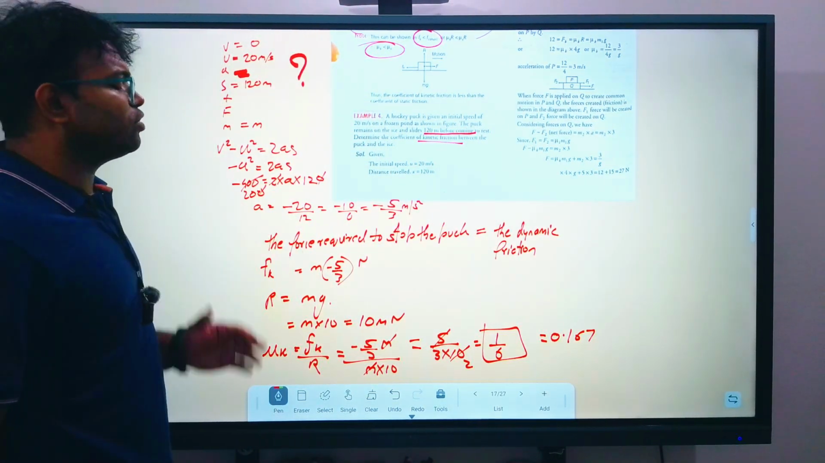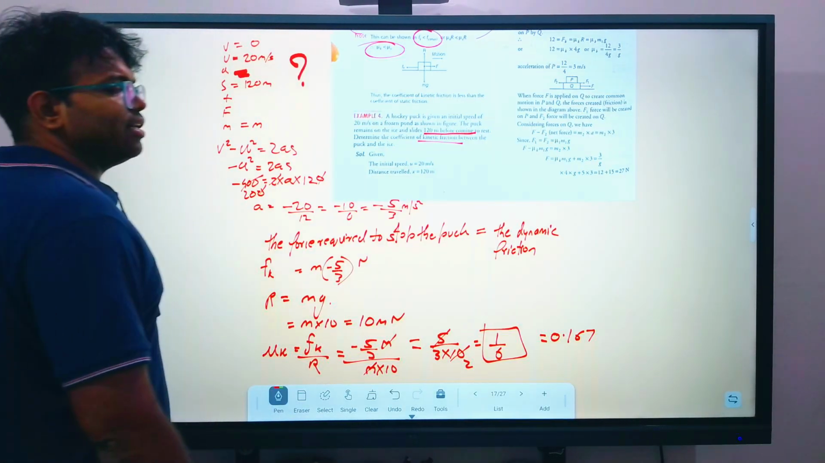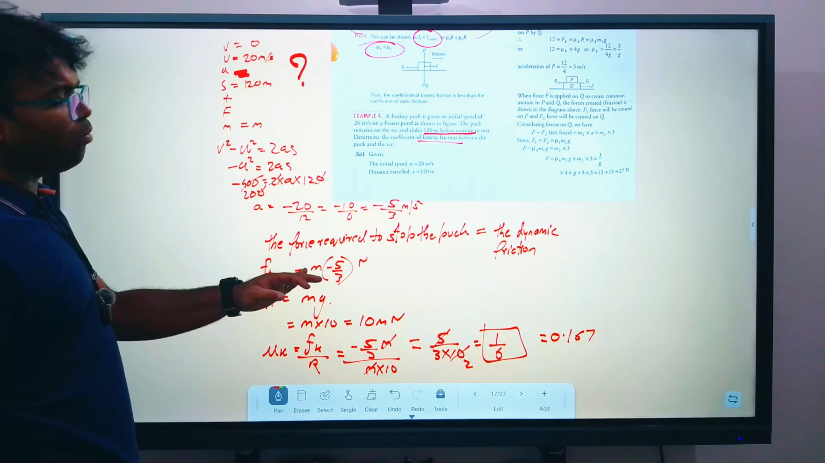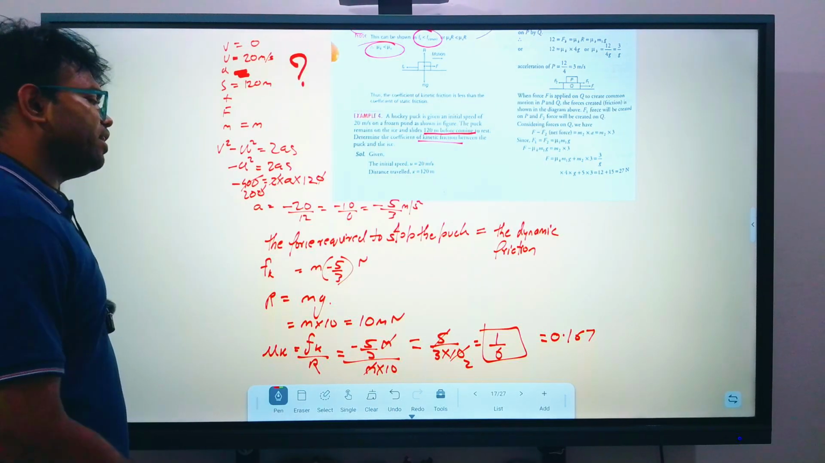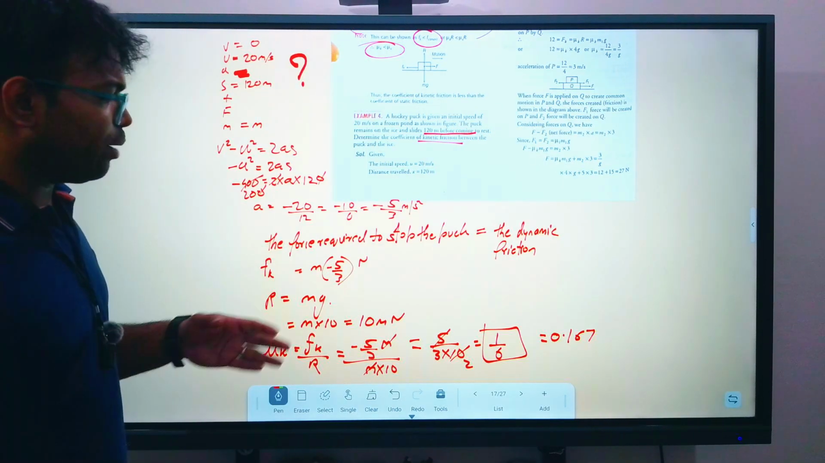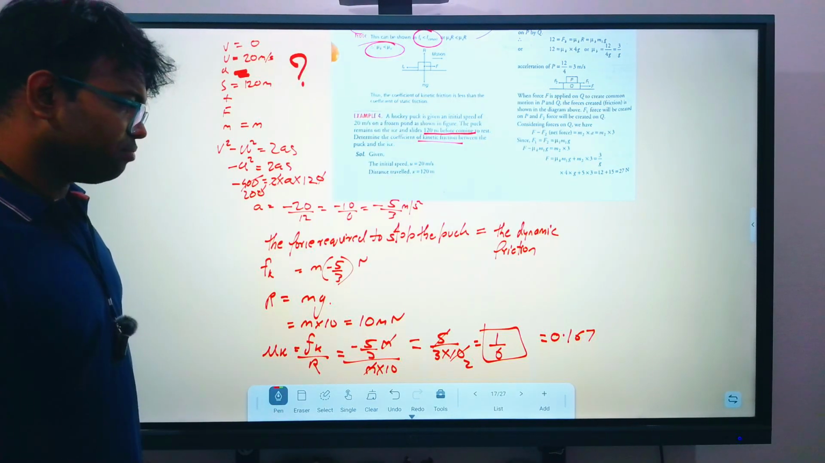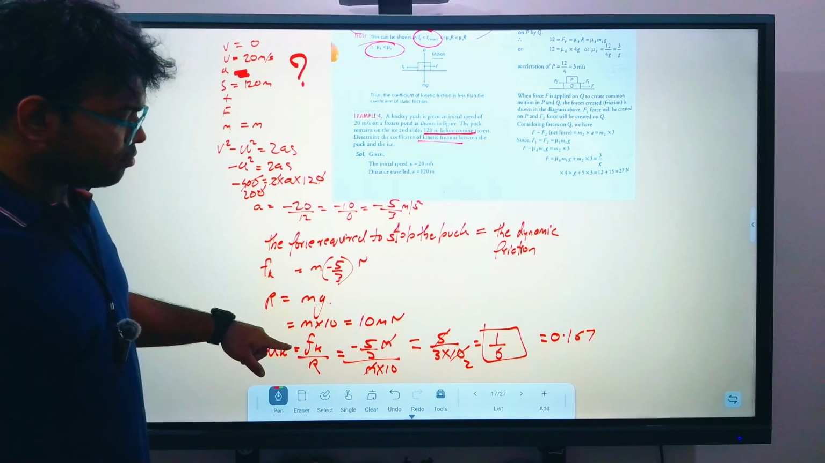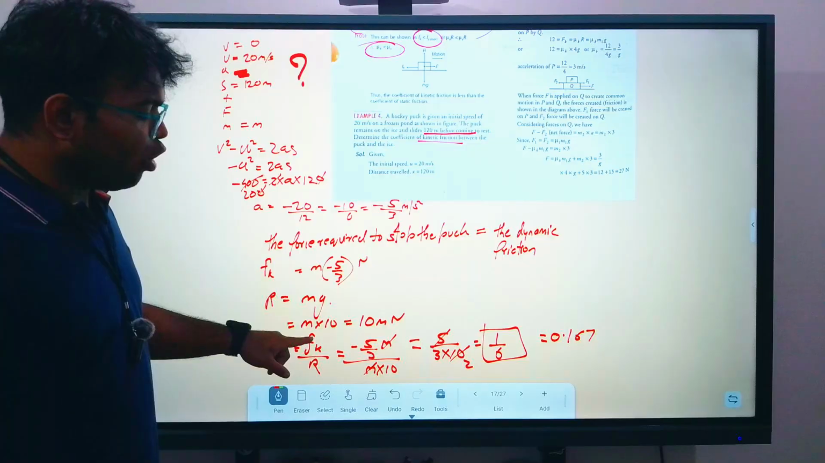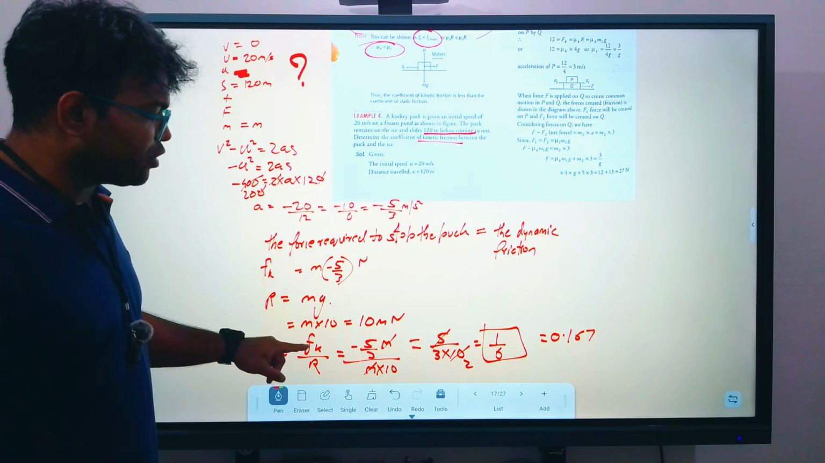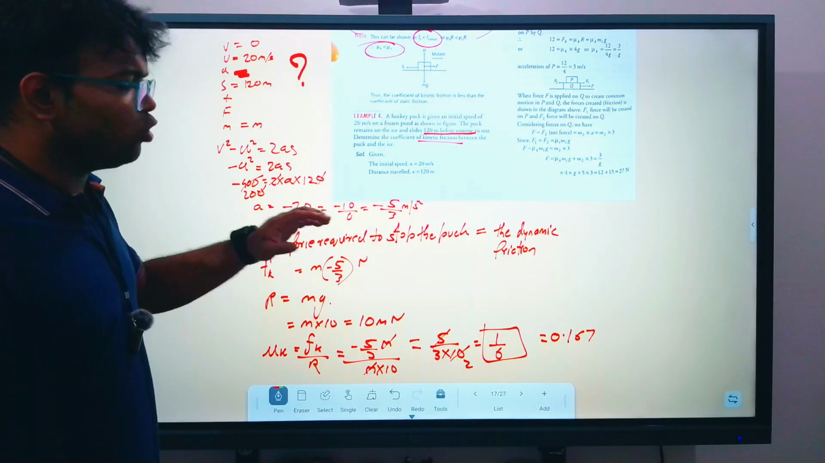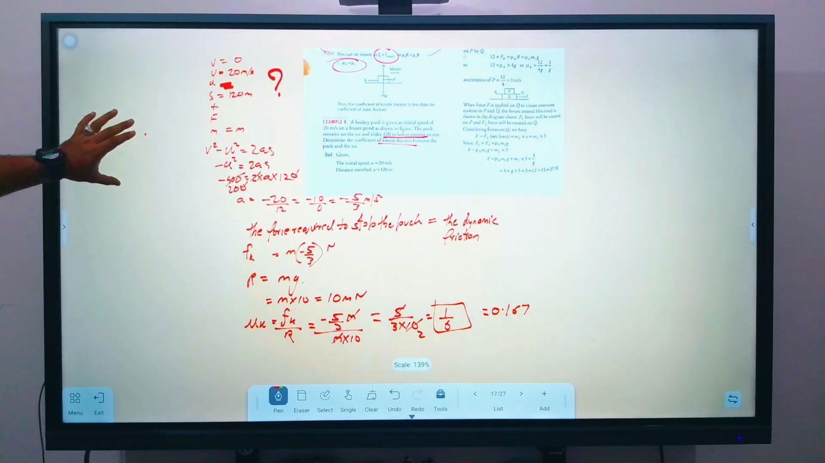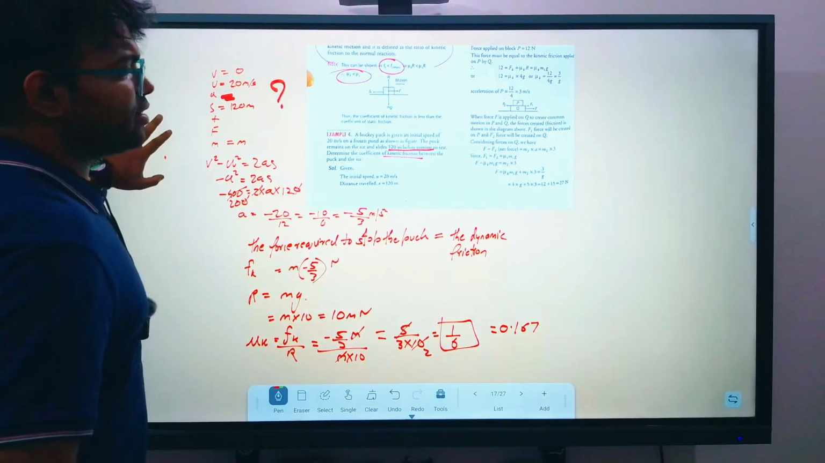Now, frictional force is equal to mass times acceleration. So mass times minus 3 by 5 by 3 newtons. So R is equal to mg is equal to 10m. Mu of k is equal to the coefficient of kinetic friction upon the normal reaction. So mu of k will become equal to 1.67.